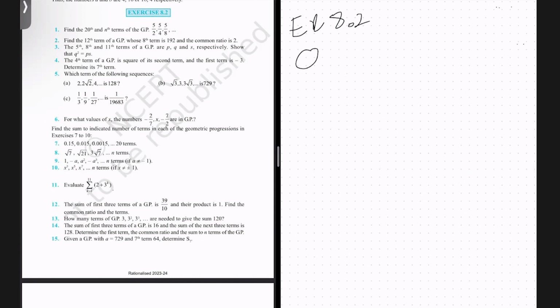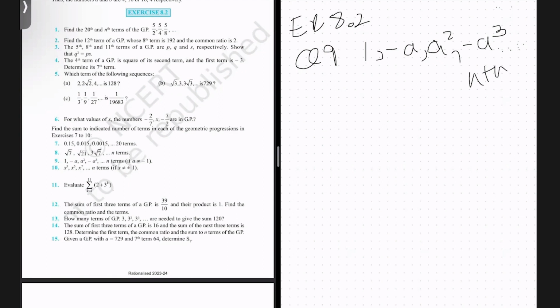In the 9th question, you have the sequence as 1 minus a square minus a cube, and you want to find its sum until the nth term.